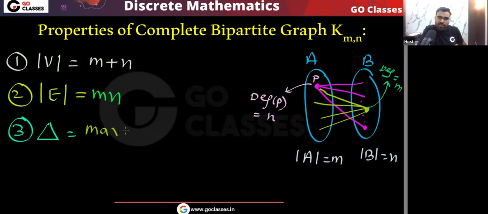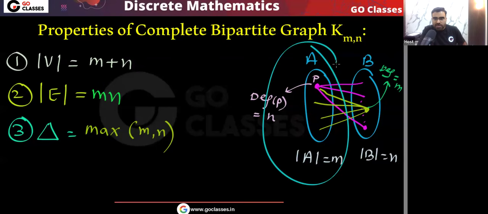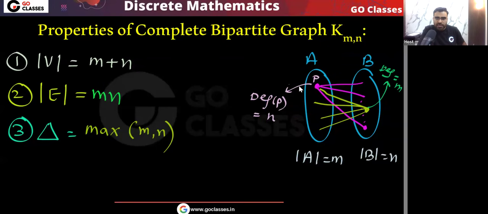The maximum degree will be the maximum value of m comma n, because remember, these vertices have degree n, these vertices have degree m. Okay, is this clear? So the maximum degree will be whatever is the maximum value of m comma n. If m is maximum, if this set is bigger, then the degree will be m. If n is maximum, if this set is bigger, then the maximum degree will be n.